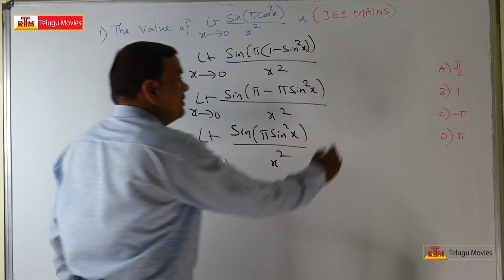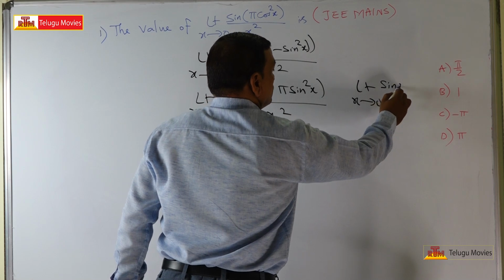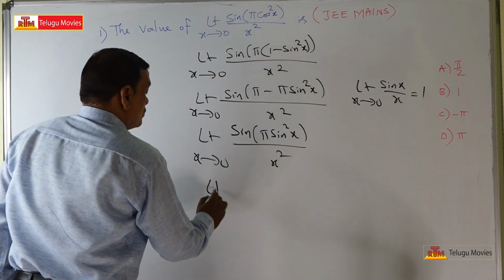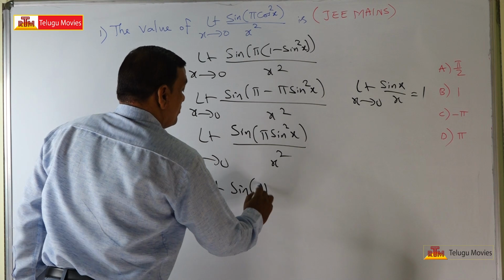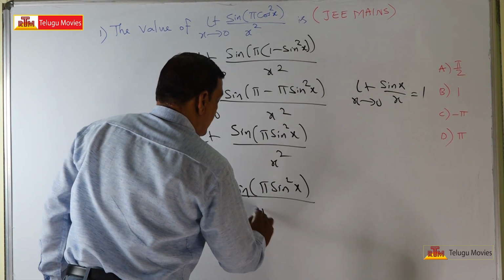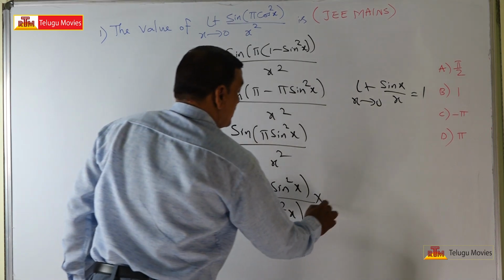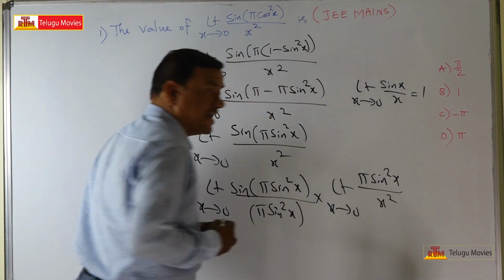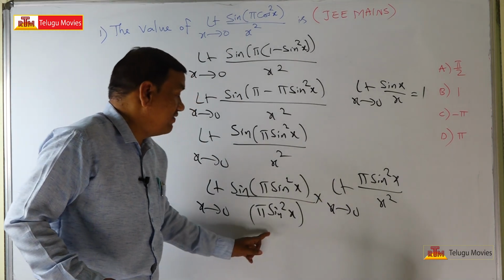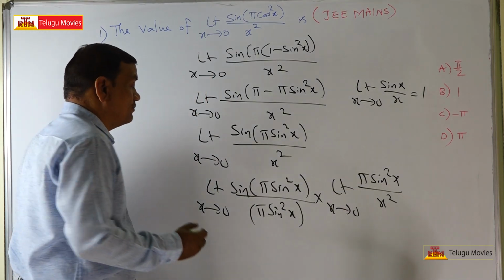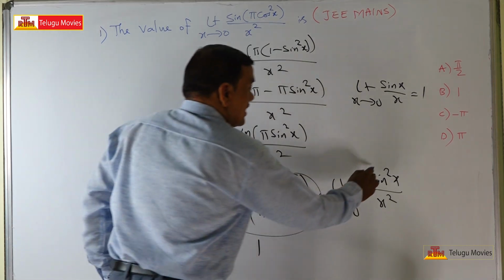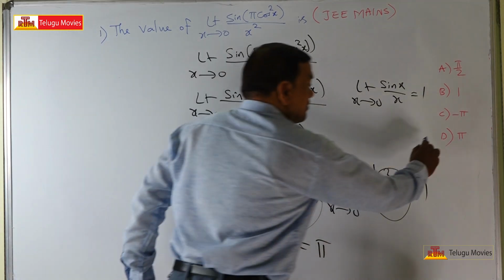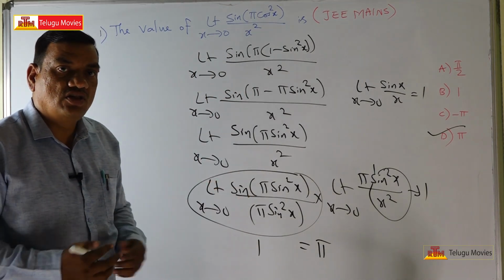Now we have a formula: limit as x tends to 0 of sin x by x, the value is equal to 1. So I write limit as x tends to 0 of sin(pi sin square x) by pi sin square x, into limit as x tends to 0 of pi sin square x by x square. Here I multiplied and divided by pi times sin square x. If you observe, this value is 1 and this value is also 1. So ultimately you got the answer pi. Therefore option D is the right answer. Okay, that's all for this solution.